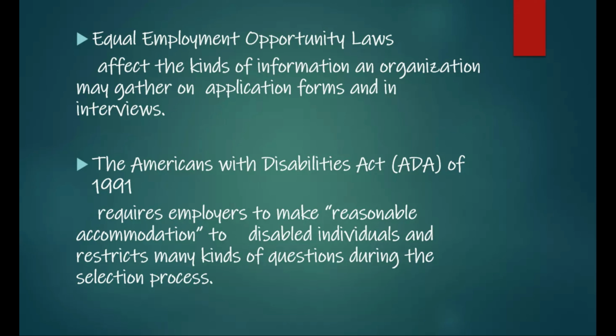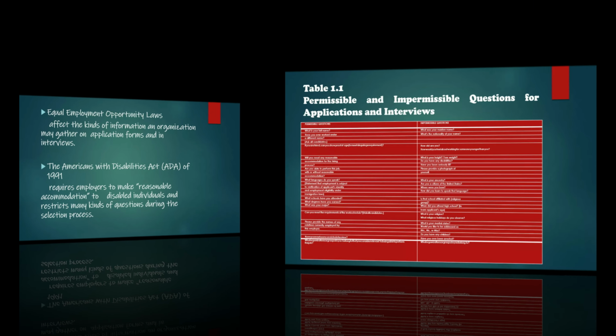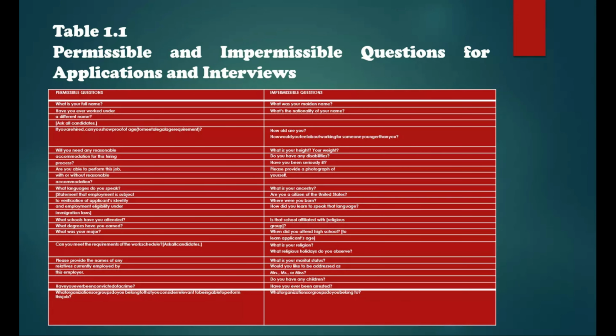everyone else. The Americans with Disabilities Act of 1991 gives civil rights protection to individuals with disabilities similar to those provided to individuals on the basis of race, color, sex, national origin, age, and religion. It guarantees equal opportunity for individuals with disabilities in public accommodations, employment, transportation, state and local government services, and also in telecommunications. Table 1.1 shows permissible and impermissible questions for applications and interviews.